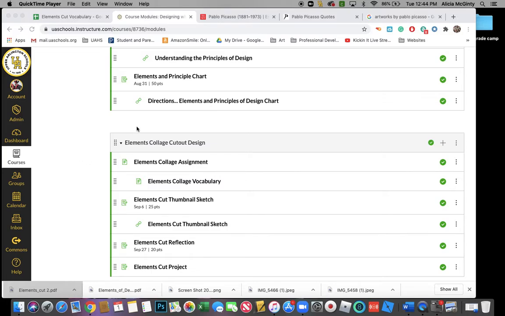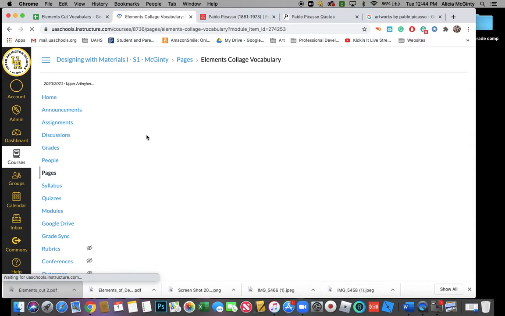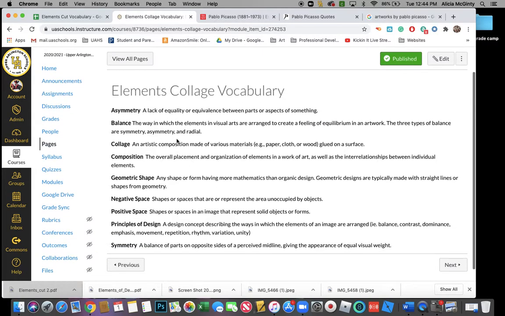Okay, for each project or module, you're going to have a set of vocabulary terms that you're responsible to know. I will put them in a Pages document inside your module. You will click open that vocabulary, and it'll give you probably 8 to 15 words of vocabulary for each project, and you're responsible to know each of these. You can study them for the quiz.